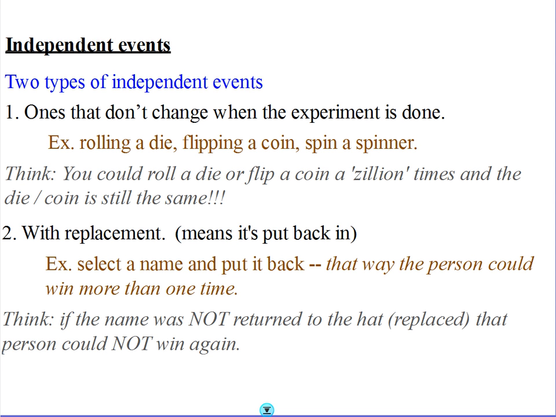Okay? Independent events. There's ones that don't change when the experiment is done. Example, rolling a dice, flipping a coin, spinning a spinner. When I spin them, nothing really changed. Okay? But then there's an example with replacement. So an example is we select a name out of a bag, and then we put that name back in, so that person can win more than one time. Okay? If the name was not returned to the hat, that person could not win again. But so with the independent events, we would pick a name and then put it back in.